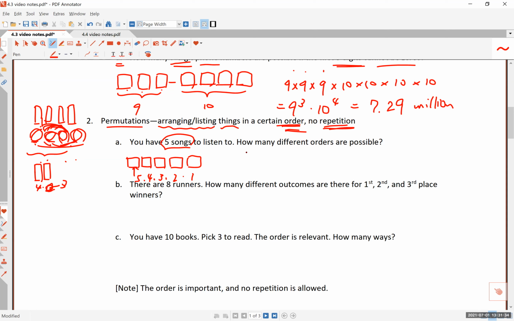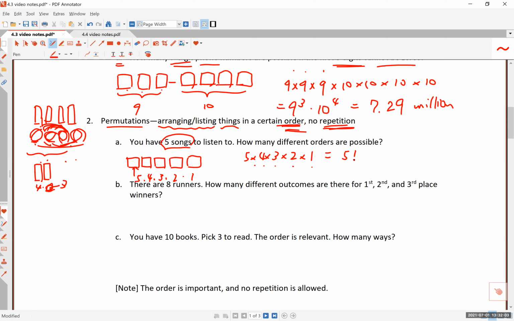5th song. So the answer is, it's really an application of the multiplication rule, right? But when you multiply these numbers in this way, starting with some integer greater than 1, and then you multiply as you subtract 1 each time until you get down to 1, such a product is called a factorial. So this is called 5 factorial.